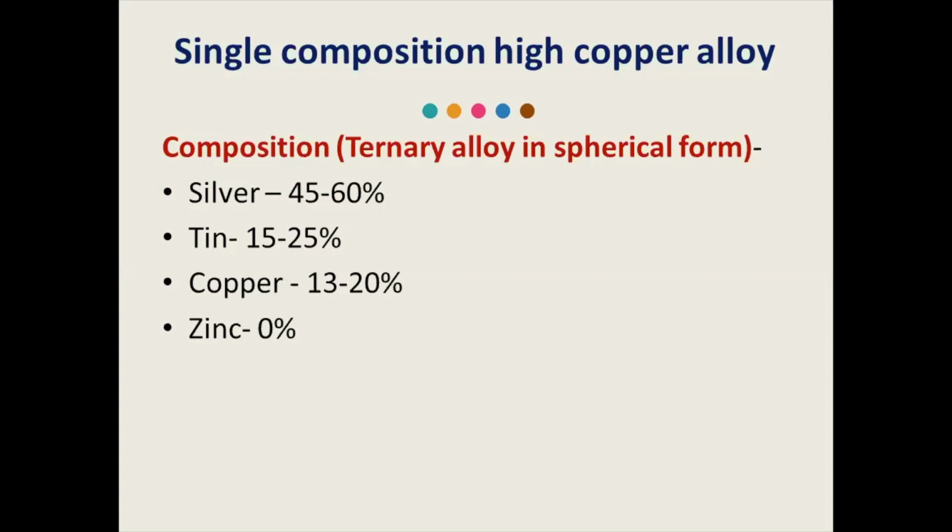The concentration of silver is about 45 to 60%, and tin 25 to 30%. The copper content has again increased: in admix it was about 13%, and now in single composition it is around 13 to 20%. Zinc is 0%, and indium or palladium is added in a small amount.